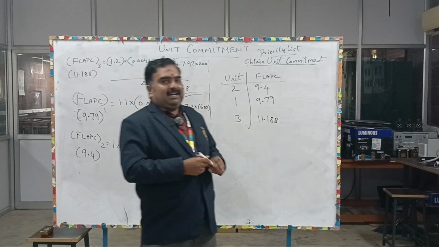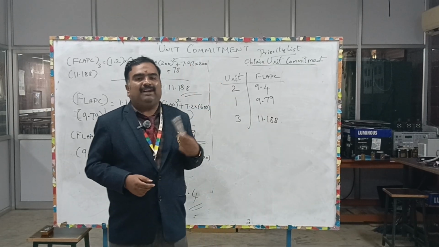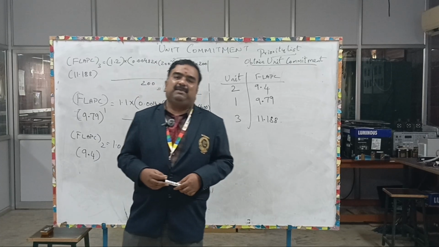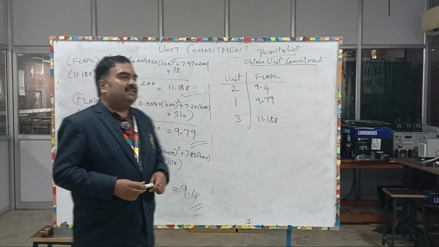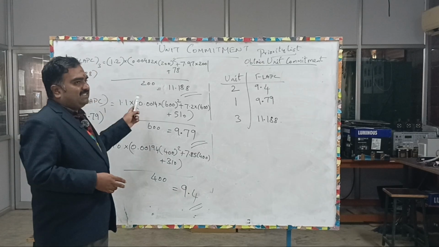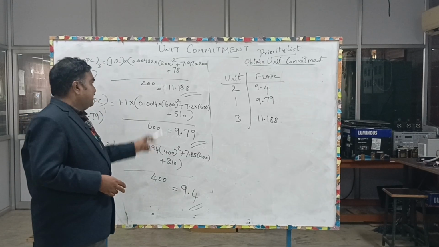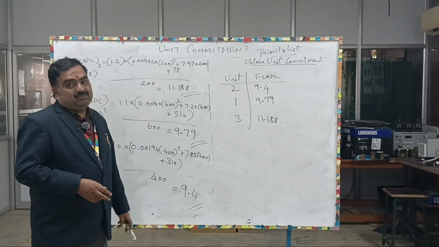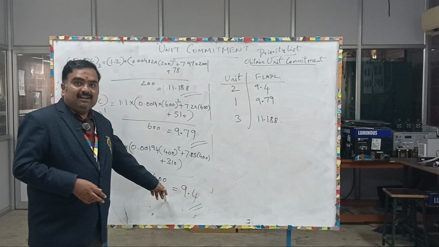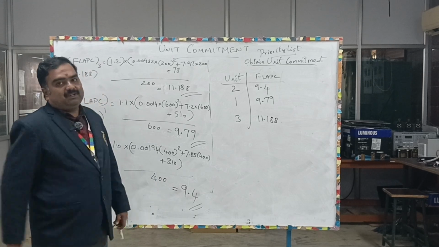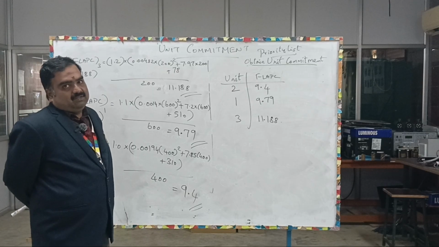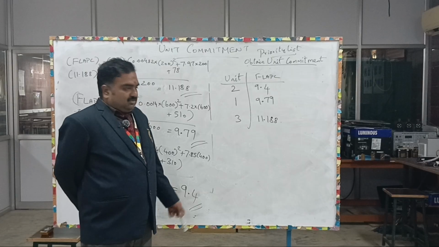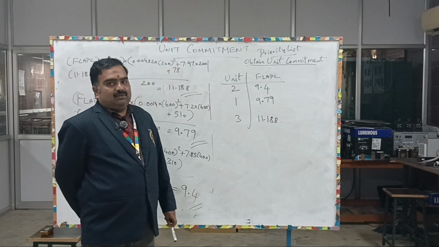The concept is that FLAPC is nothing but full load average production cost. When you operate the generator at full load, what is going to be the average production cost? So, the average production cost in operating these generators at full load is 11.188, followed by 9.79, followed by 9.4. So, which is the lowest cost strategy here? Generator 2, as far as this problem is concerned, right. Our aim is to find out the low cost, so we have found out the low cost.